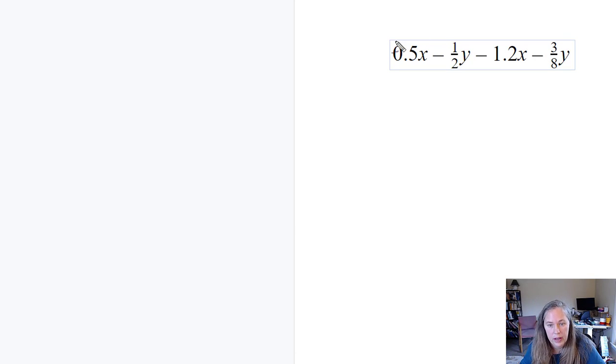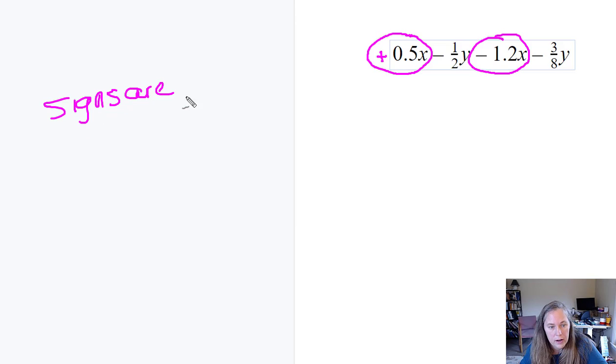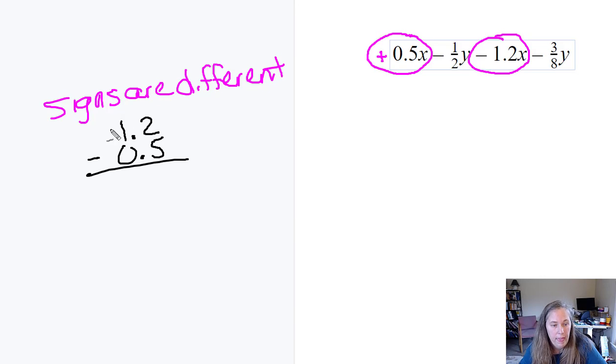So here we go. We've got x's. We've got a positive 0.5x and a negative 1.2x. So signs are different. So we're going to subtract. We're not going to freak out. We're just going to subtract. We're going to do the bigger number minus the smaller number. So we're going to ignore the signs. We're going to do 1.2 minus 0.5. When you're subtracting, you need to line up the decimals. 12 minus 5 is 7. 0 minus 0 is 0.